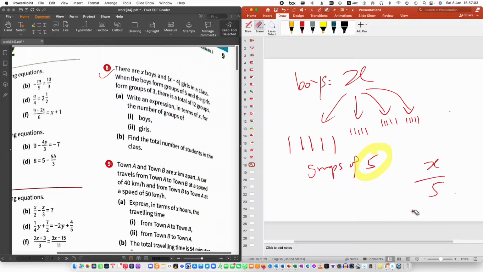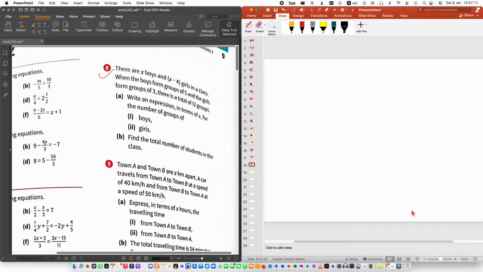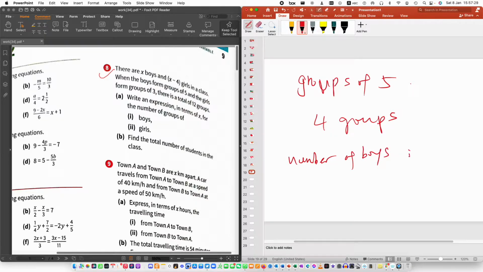Does it make sense to you or not? Okay, so it's not 5x when it is groups of 5. 4 groups. Number of boys, how do you get the number of boys? Groups of 5. How many groups? 4.